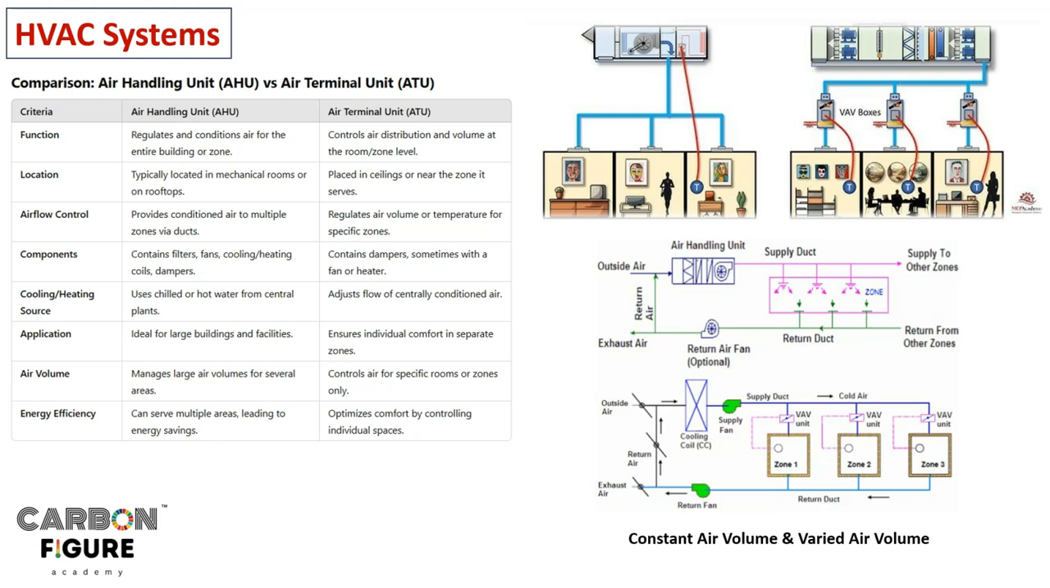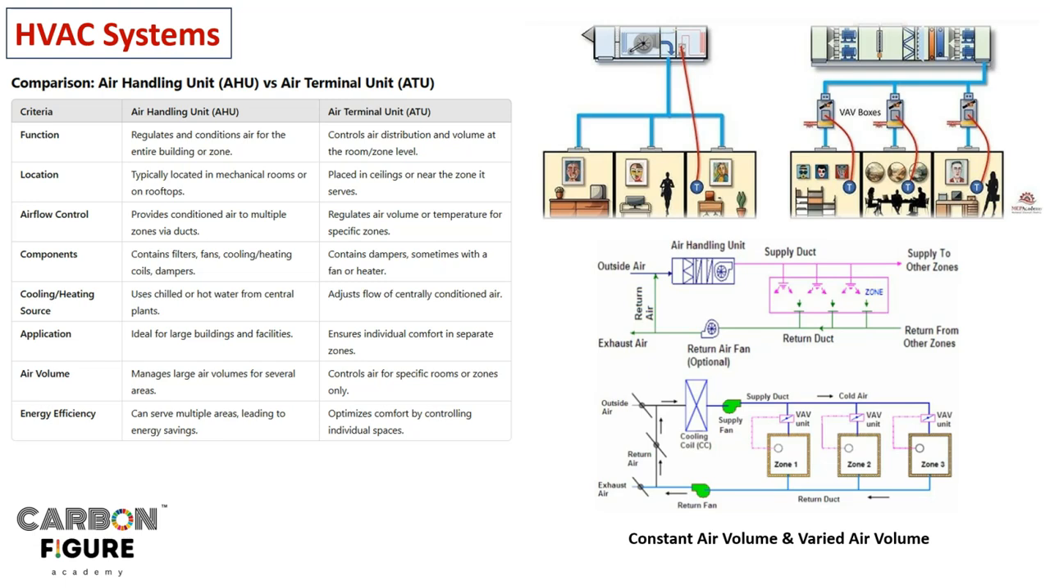So how can we differentiate them regarding the function? The AHU regulates and conditions air for the entire building or zone, whereas the air terminal unit controls air distribution and volume at room or zone level, right? Regarding the location, AHUs are typically located in mechanical rooms or on rooftops. In case of the air terminal unit, it is placed in ceilings or near the zone it serves, because we all know ATU is the final stage of AHU, the final releasing component of AHU, right?